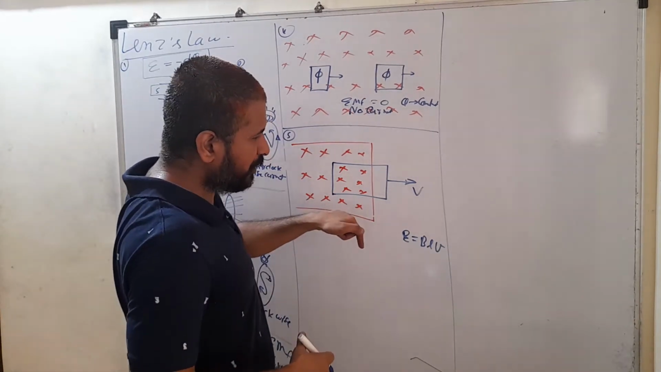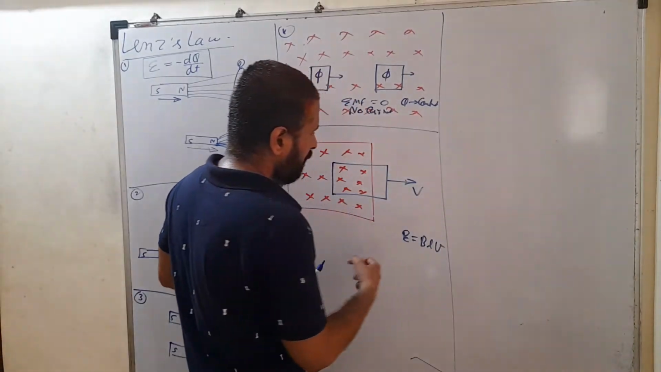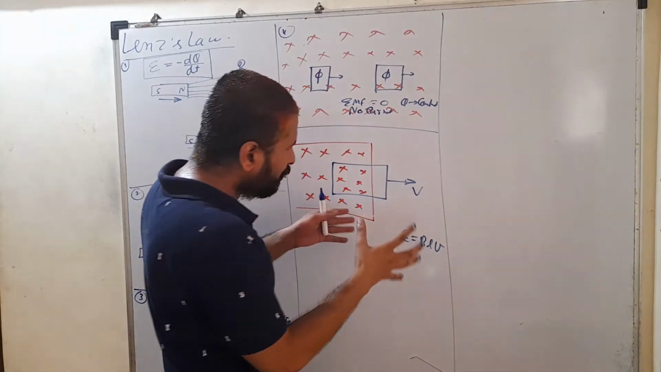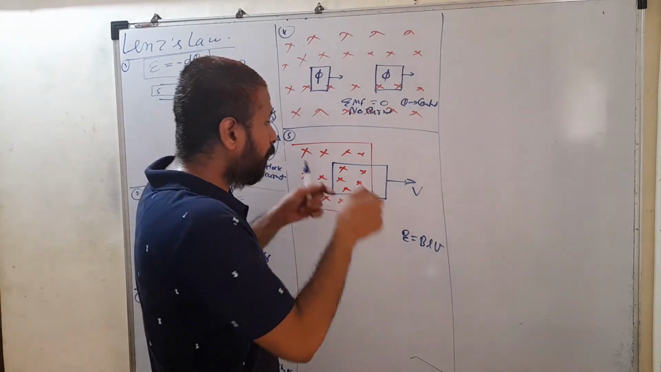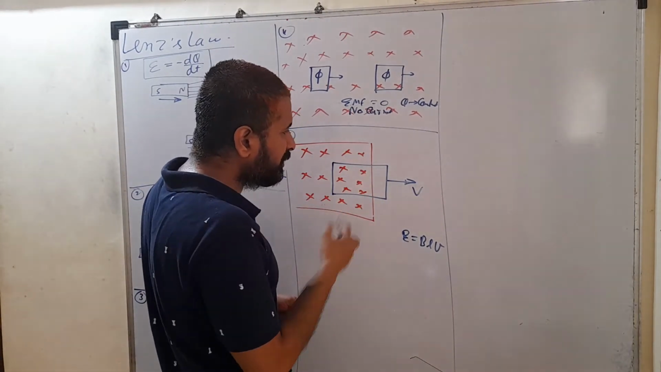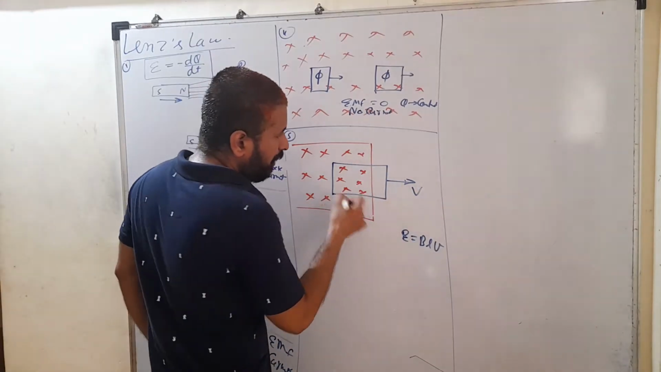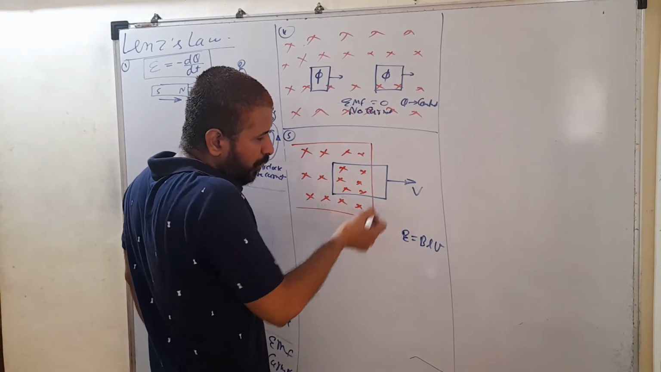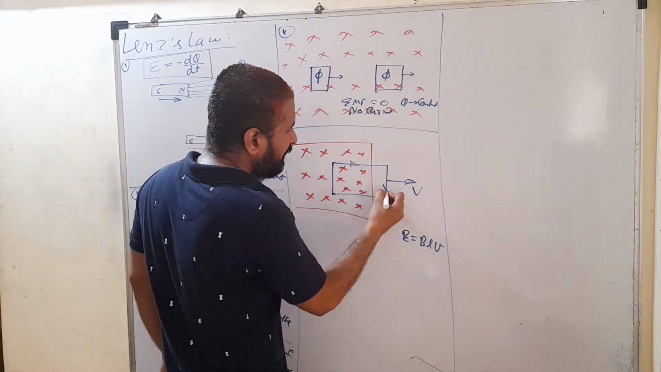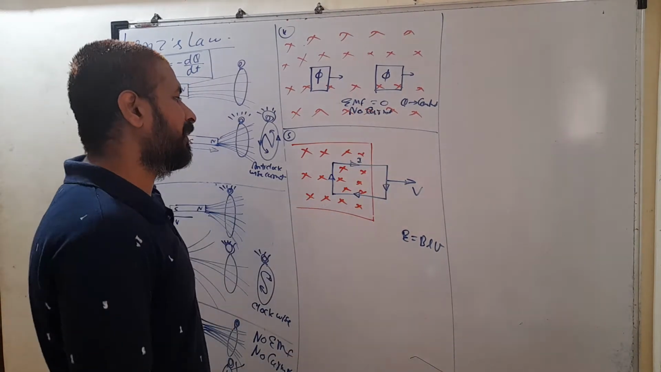What changes are we trying to do now? The current is induced in a direction which can oppose that change. So when you are pulling this frame out, you are trying to decrease the magnetic flux. Which type of magnetic lines are we trying to decrease? Cross lines, inward lines. So the current which is induced is going to generate inward lines. So if current is induced in clockwise direction, only clockwise current can increase the inward lines. That's why your current is developing in clockwise direction.